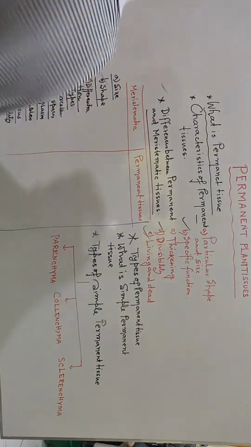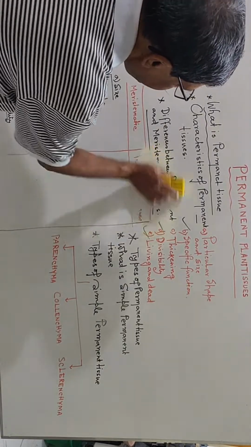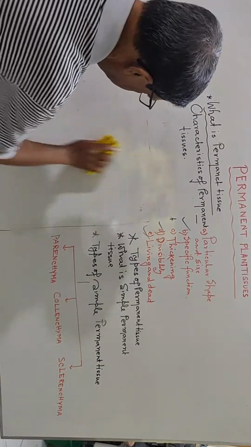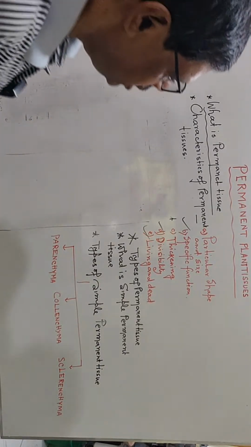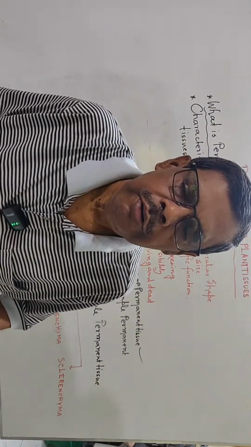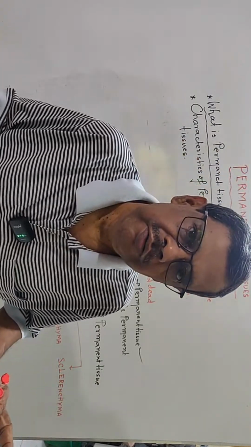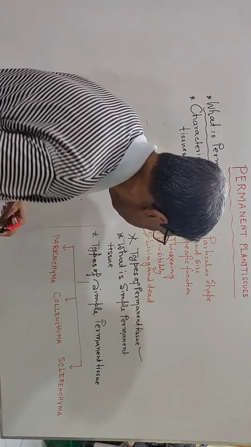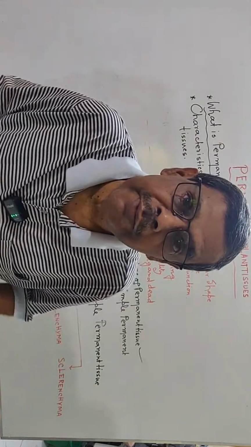Next, types of permanent tissue. Permanent tissue is of two types. That is, first, simple permanent tissue. Next, complex permanent tissue. What is simple permanent tissue?